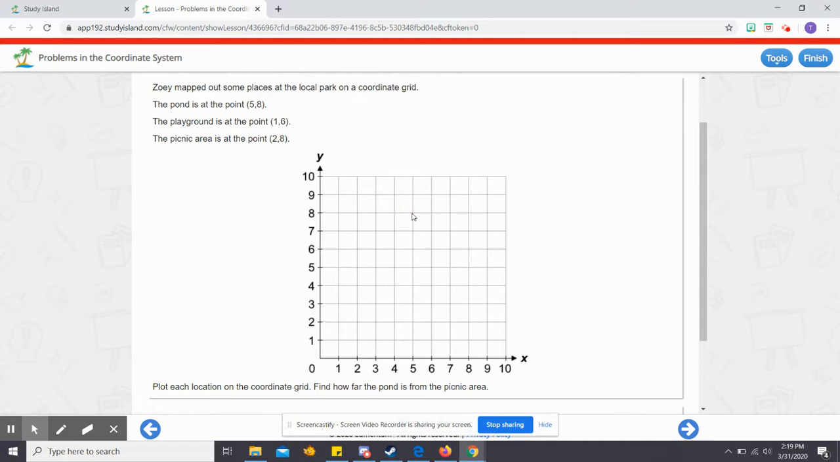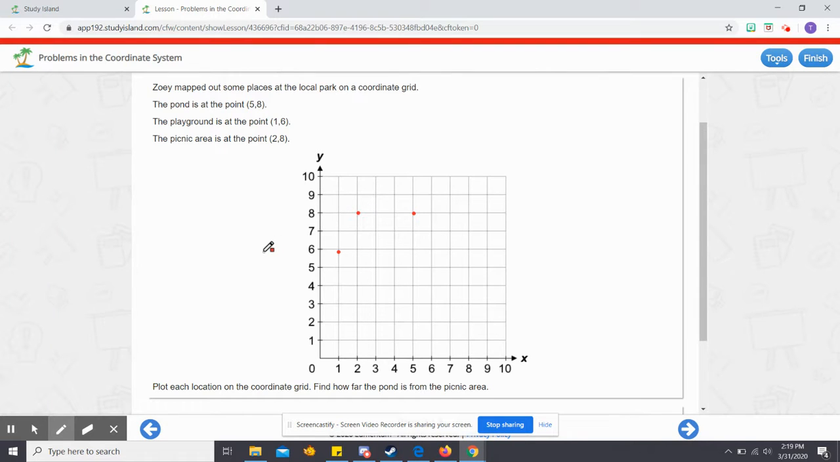I don't know if it'll let me mark it. That's what I would do. Okay? I'm going to mark it with one of these. That's what I'm doing. (5, 8). There we go. And then I would plot the other one. So the playground is at 1 on the x and 6 up. The picnic area is at 2 on the X and 8 on the Y.